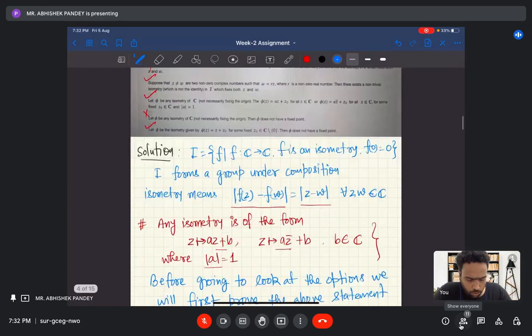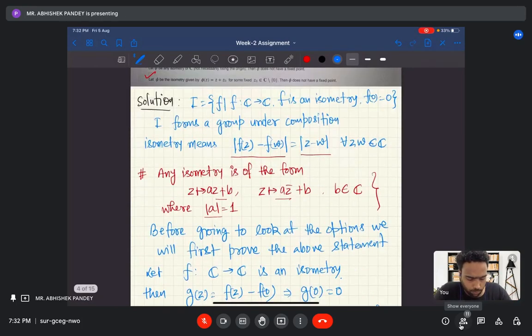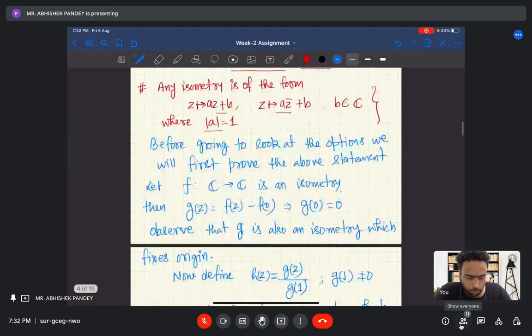Have you understood this one? Any isometry is of the form this and this. Have you understood the proof? Yes, sir. Okay.